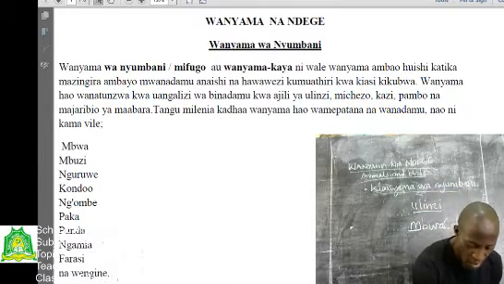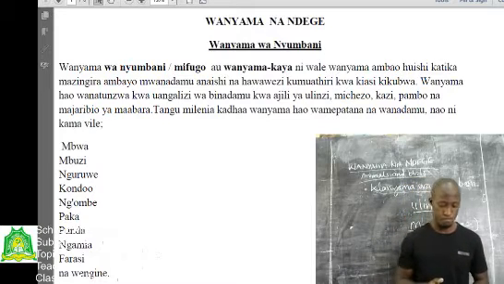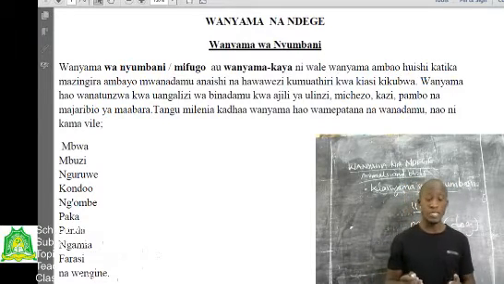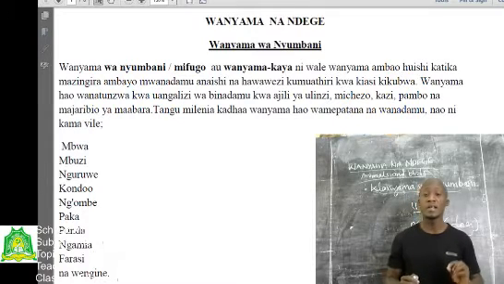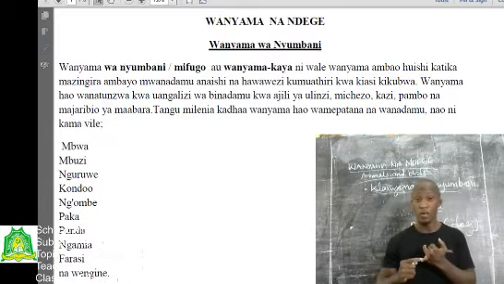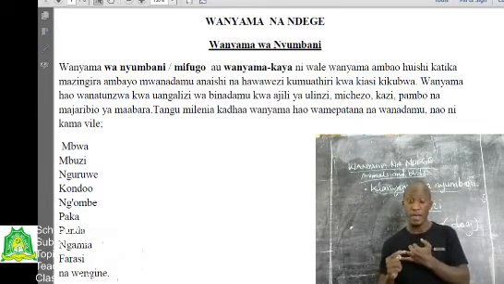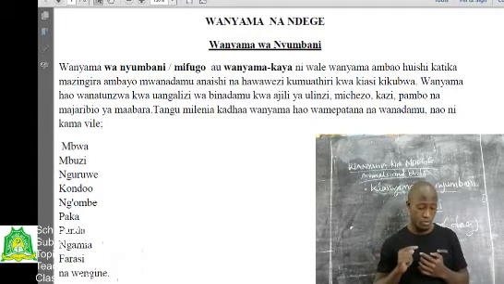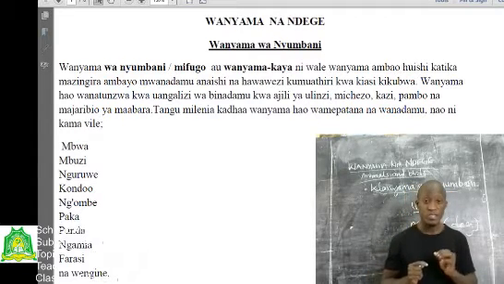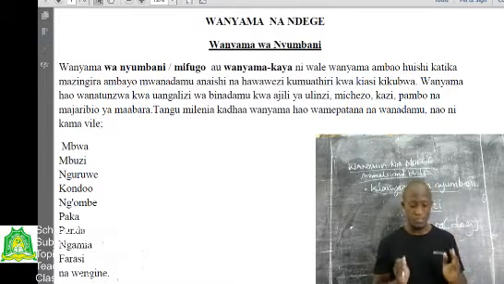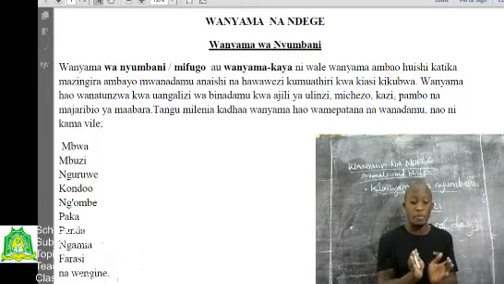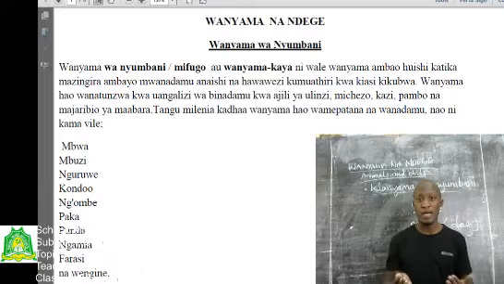For example, we have mbuzi, a goat, ng'ombe, a cow, kondoo, a sheep, ngamia, a camel, and sungura, a rabbit. Those animals, I'm going to categorize them. Why? Simply because they share. Some of their purposes are similar. If you try to look at the role, the importances of these animals are similar.